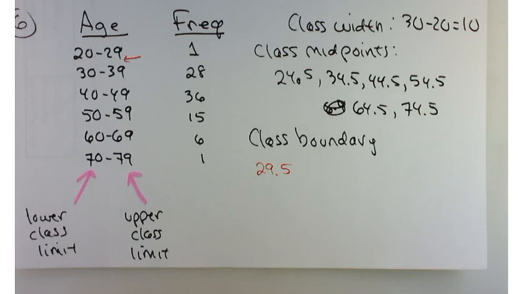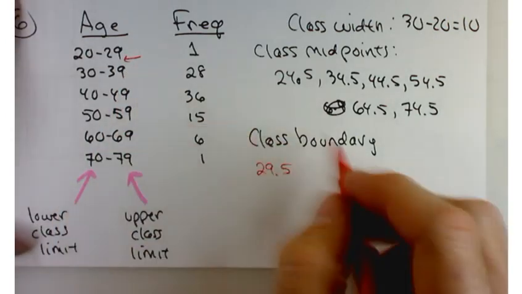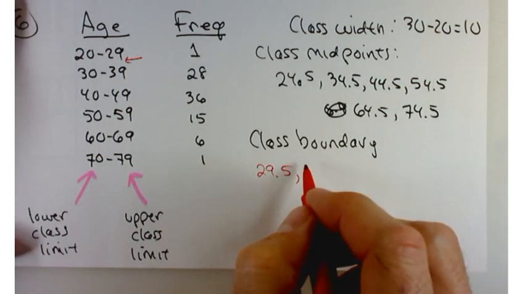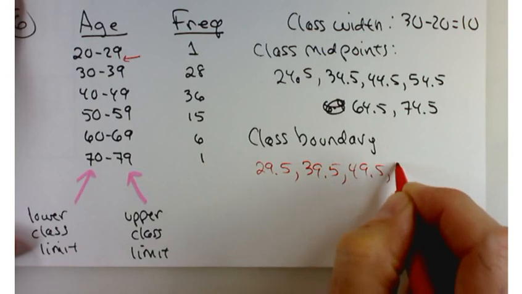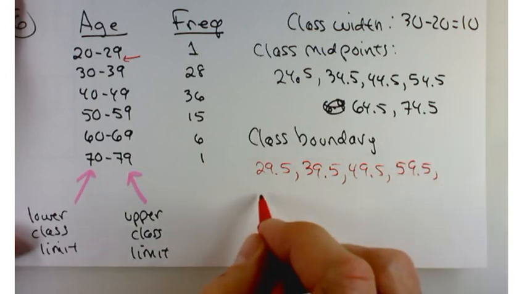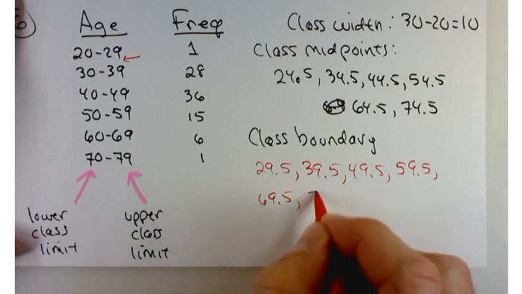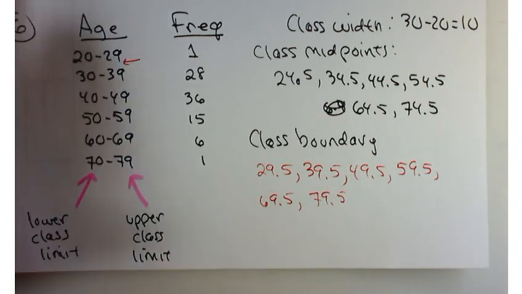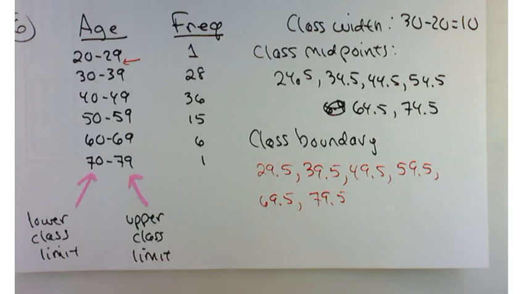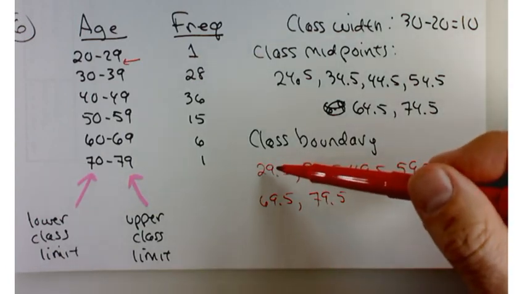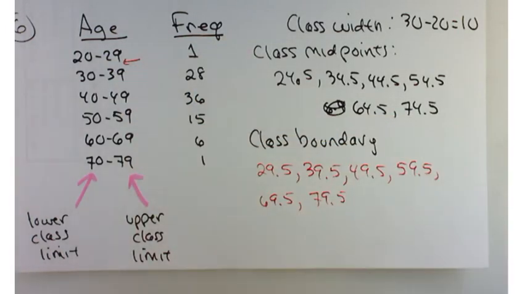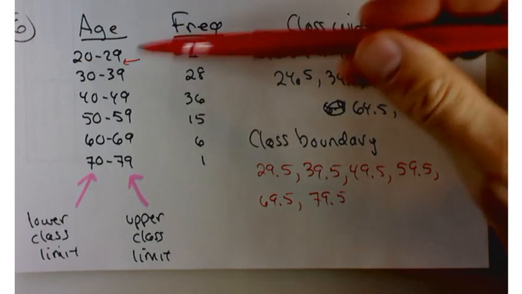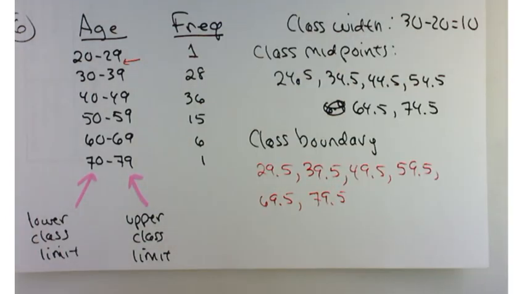We'll see what the class boundaries are there. But 29.5, what do you suppose the next one is? Yeah, 39.5, and so on. So those are your class boundaries. That's what really separates it. So if you were 29.4 years old, you should go into this class. But if you're 29.6 years old, you get rounded up into the 30s. So that's what this is saying, it tells you where you're going to fall in these classes.